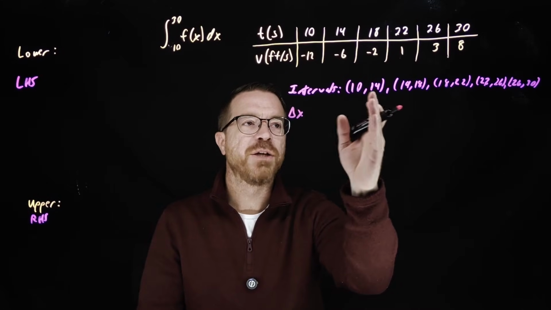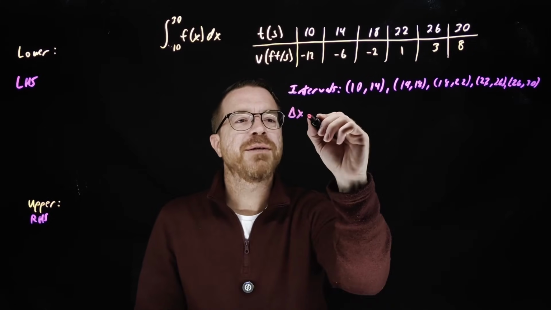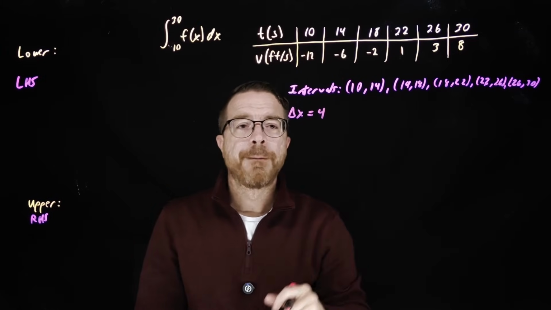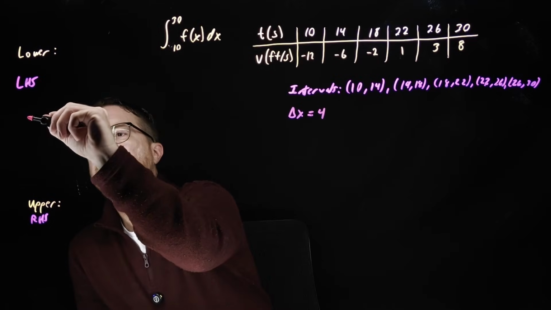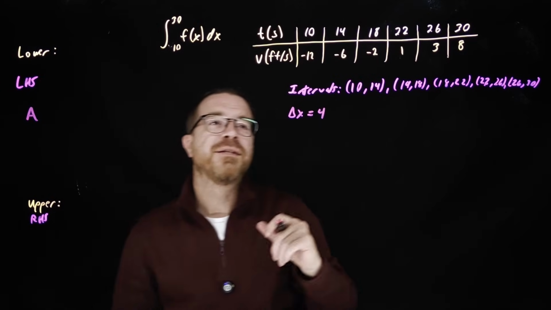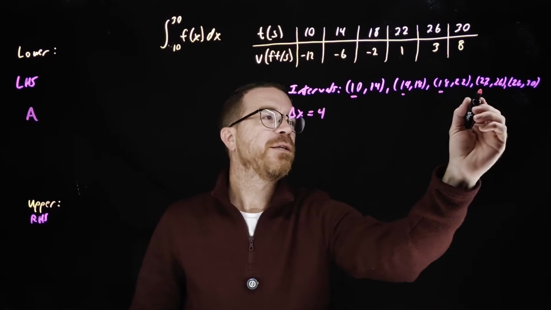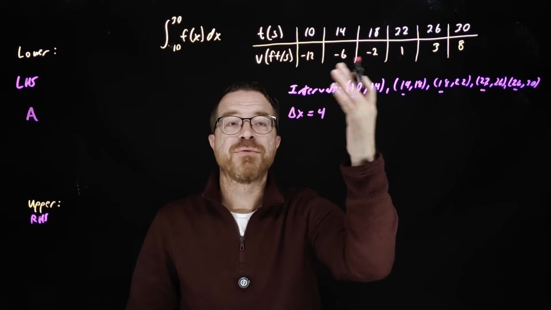Well, I'm changing from 10 to 14, which is a difference of 4. 14 to 18, difference of 4. So my delta x, or the width of each rectangle, is going to be 4. And now we can actually solve this right away, because when we want the area using our left-hand endpoints, we're going to use 10, 14, 18, 22, and 26, and we're going to use the associated values for the height.